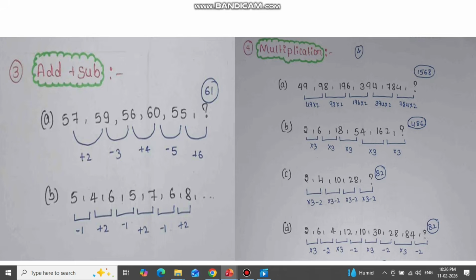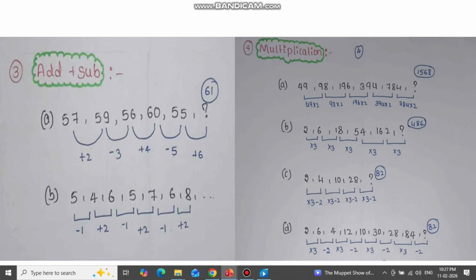Then the series with multiplication. 49, 98, 196, 394, 784. The first number we multiply by 2, we get 98. 98 again we multiply by 2, we get 196. 196 multiplied by 2 is 394. Last, 784 into 2, we get 1568. And that is a series.